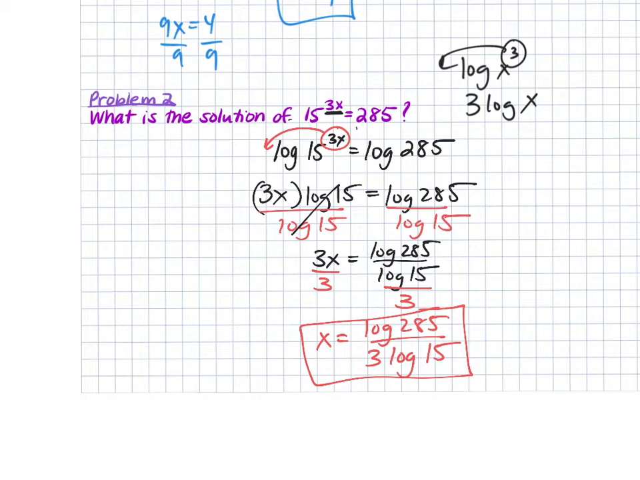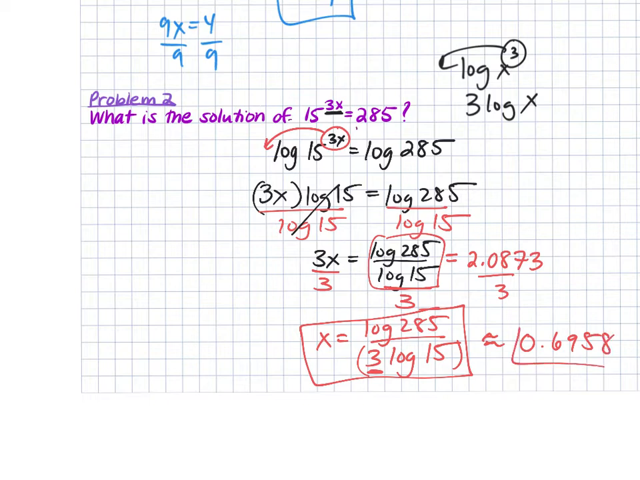If it says to round, usually it says to the nearest 10,000th, which is 4 decimal places. That's because logs can be really tricky. If you change one little number, it really throws everything off. So if you do log 285 divided by log 15 back up here, you get 2.0873. Then you just divide that by 3, or you can write it like this with your parentheses in your calculator. This is about 0.6958. So this is your answer.